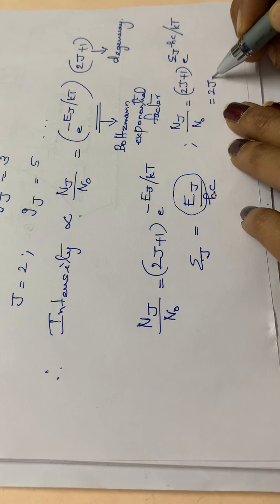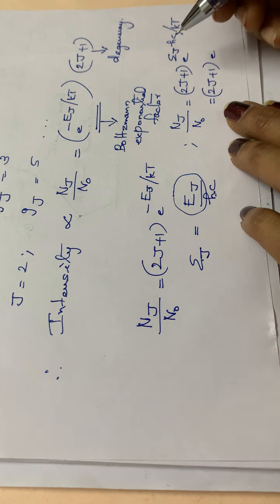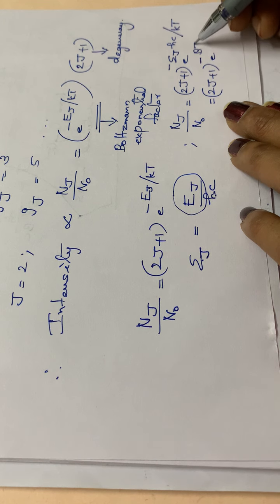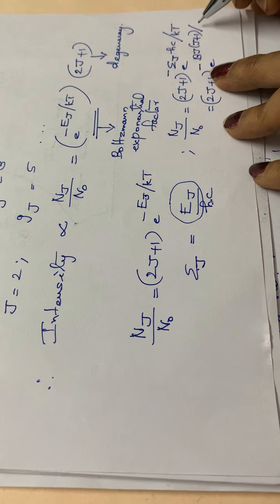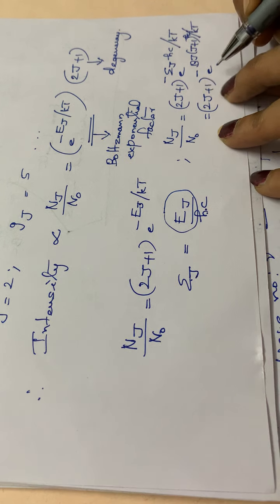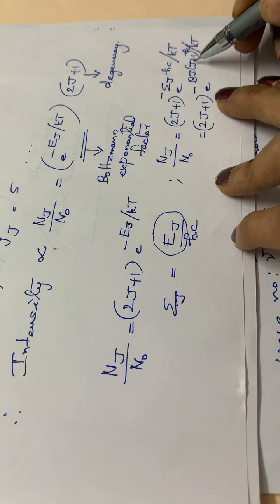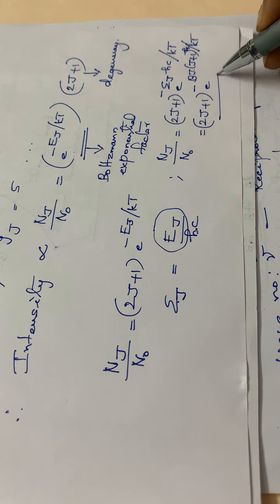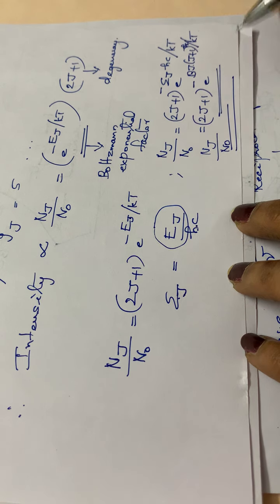So we can write it as 2J plus 1 into e raised to minus BJ into J plus 1, into Hc, the whole divided by Kt. Can you see this? 2J plus 1 into e raised to minus B into J plus 1 into Hc divided by Kt. Okay, so this is the formula for calculating the intensity of the spectral lines.